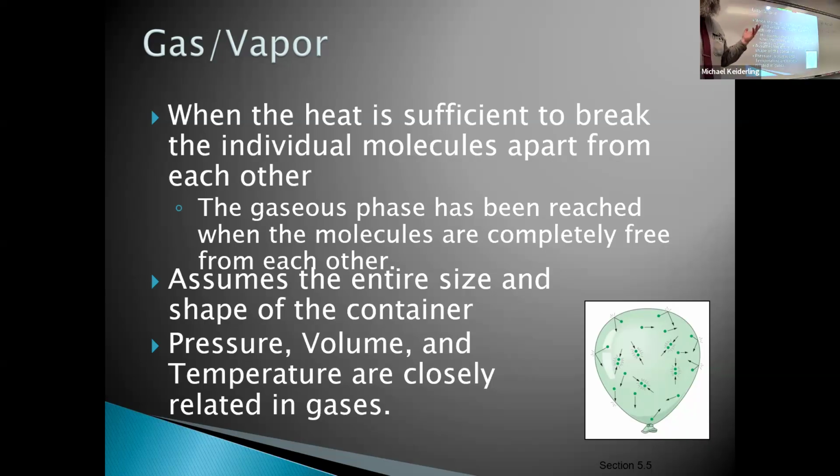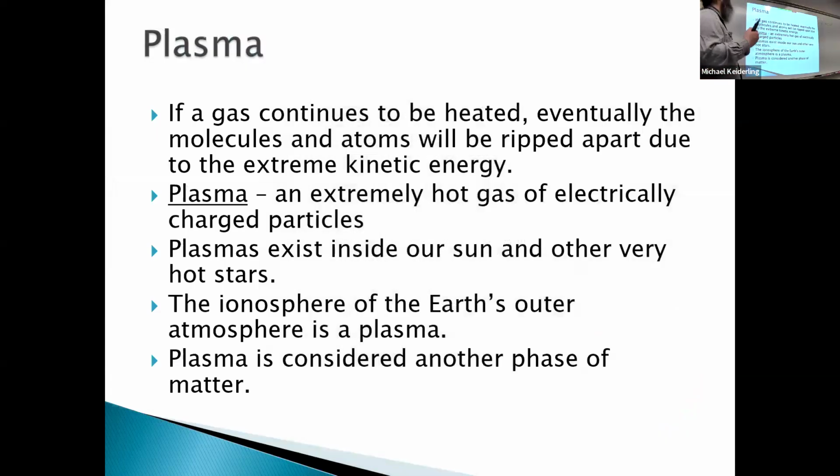There are some exceptions. The big one is steam, especially steam close to 100 degrees Celsius. Water has a lot of intermolecular forces, and so steam is sort of irregular. Now, if you heat a gas up enough, you can actually rip the electrons off of the atoms in the gas and ionize it. The molecules and atoms will be ripped apart due to the extreme kinetic energy, and you end up with what's called a plasma.